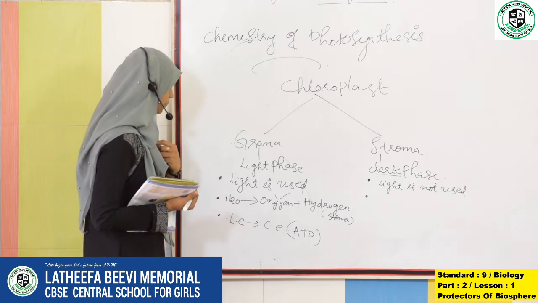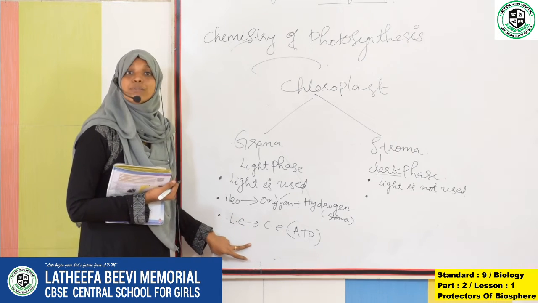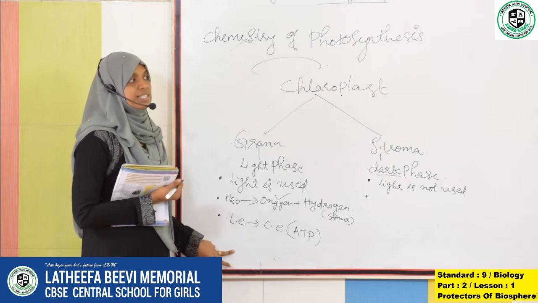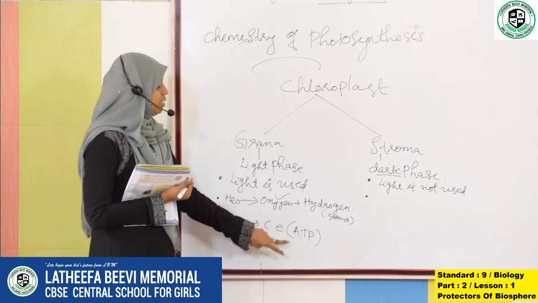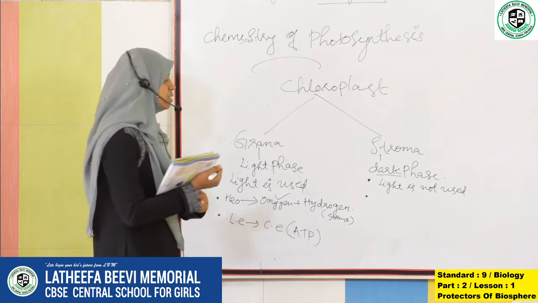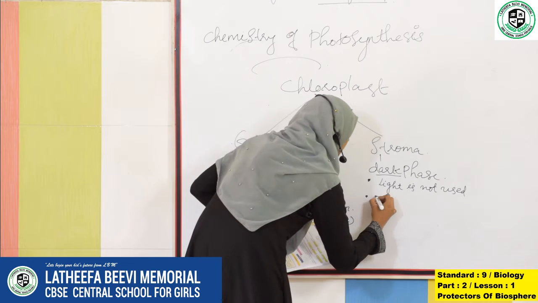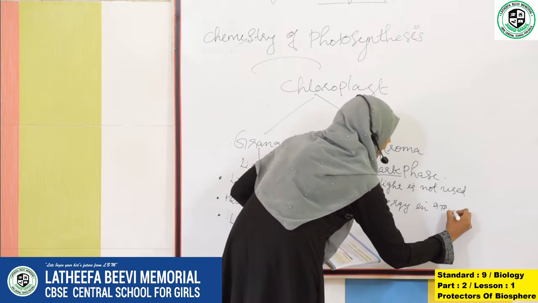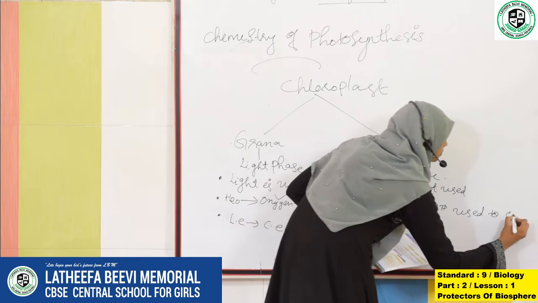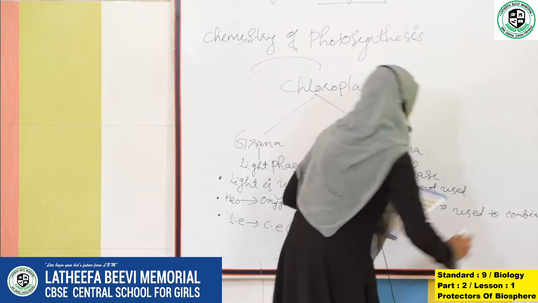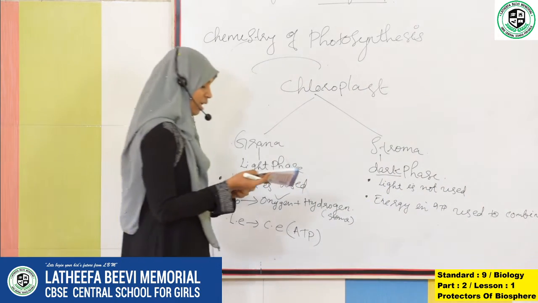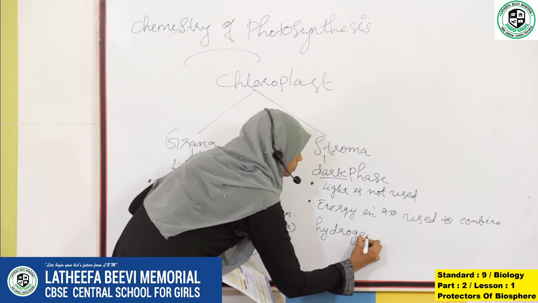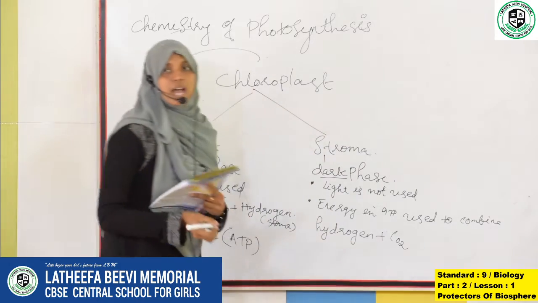So we know that in the light phase light energy is converted into chemical energy and stored in ATP. The energy in ATP is used to combine hydrogen and carbon dioxide. Hydrogen and CO2, carbon dioxide.